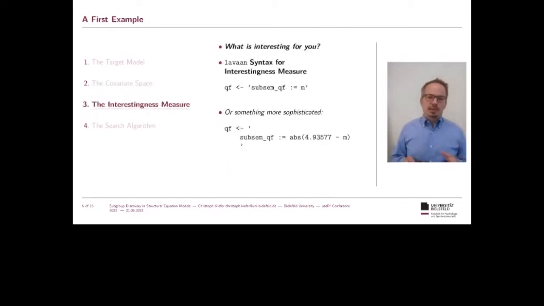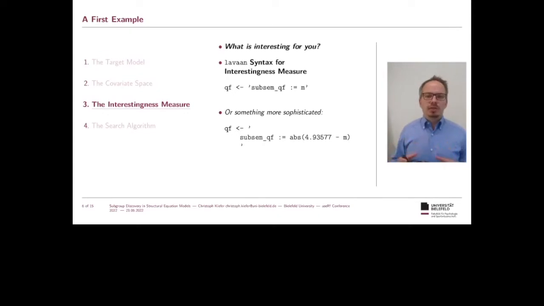Third, the interestingness measure. This is where things get fun, because you can freely define what parts or aspects of the model are of interest for your particular mining task. So we could simply say, give us the subgroups with the highest mean on x1, and define it using another one-liner in Lavaan syntax saying, subsam qf, which is the name of our interestingness measure, is m, which we specified as the mean of x1 in the first step. That means the algorithm will return a sorted list of subgroups with those with the highest means on the top.